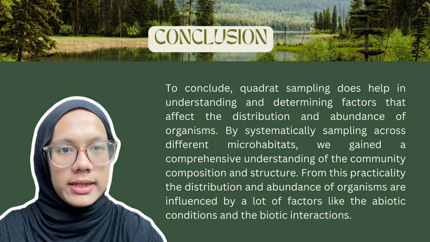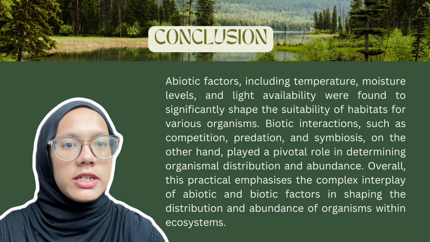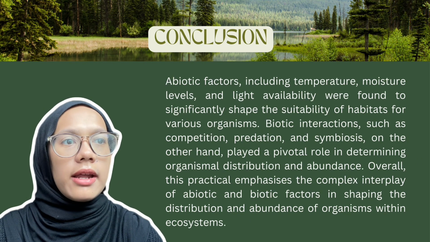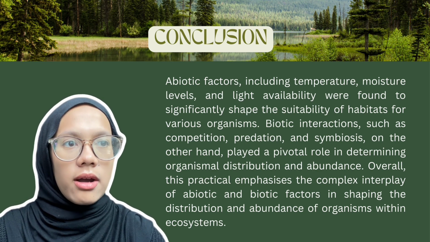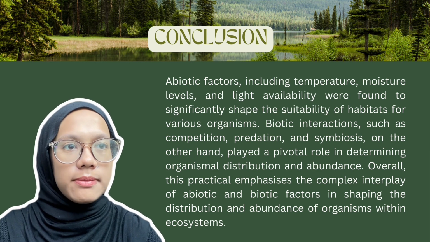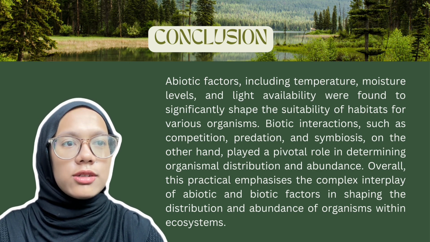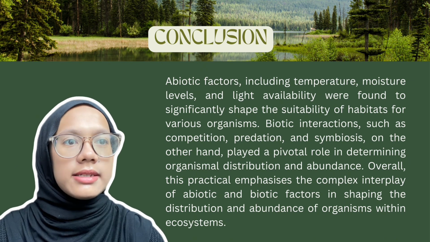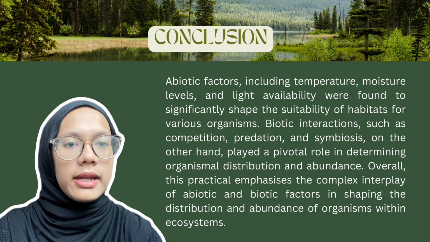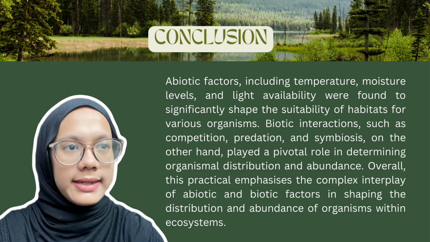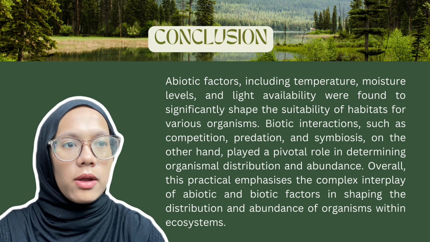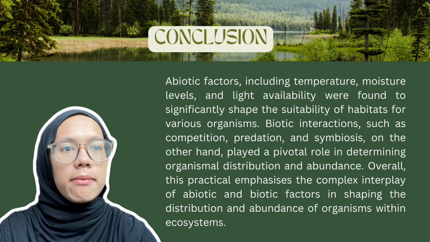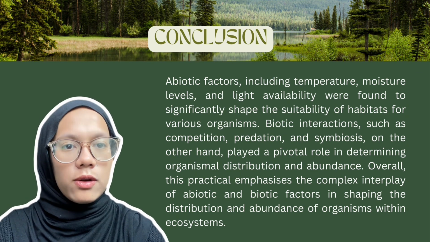the biotic interactions. Abiotic factors, including temperature, moisture levels, and light availability, were found to significantly shape the suitability of habitats for various organisms. Biotic interactions such as competition, predation, and symbiosis, on the other hand, played a pivotal role in determining organismal distribution and abundance. Overall, this practical emphasized the complex interplay of abiotic and biotic factors in shaping the distribution and abundance of organisms within ecosystems.